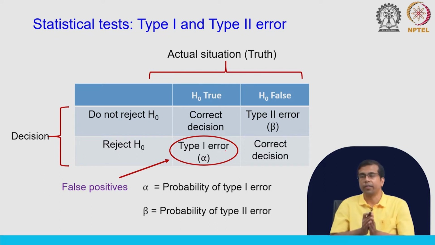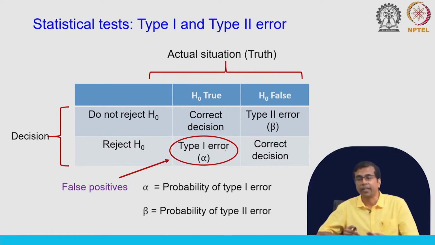What is the null hypothesis in our case? It is that the gene is not differentially expressed between two samples, but the statistical test is saying this gene is differentially expressed. So, reject H naught. So, this gene is differentially expressed. This is a positive call, because we are identifying this gene as a differentially expressed gene. This is why it is a false positive. So, this gives rise to false positives.